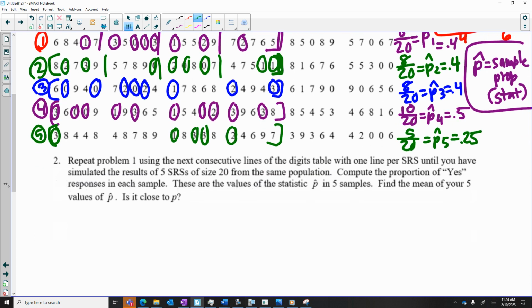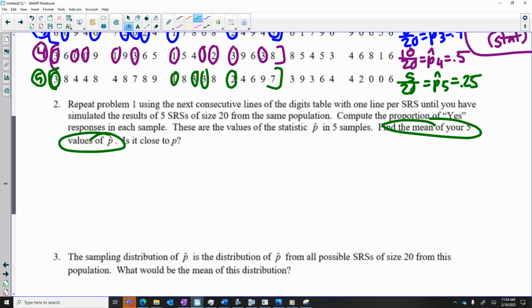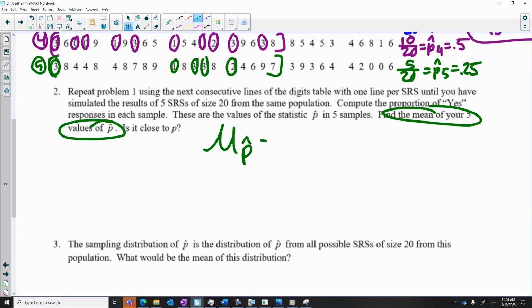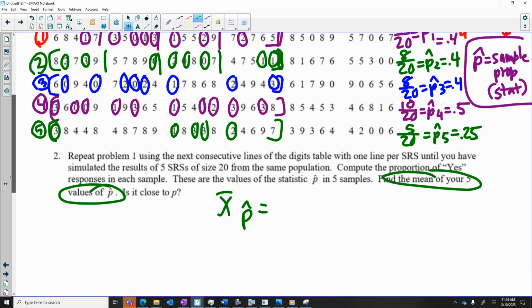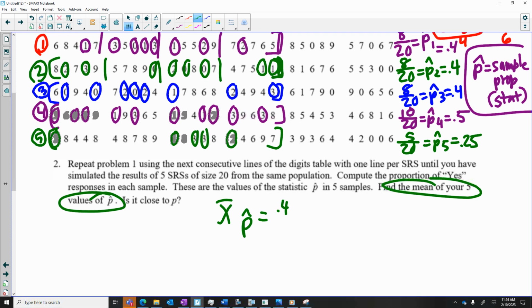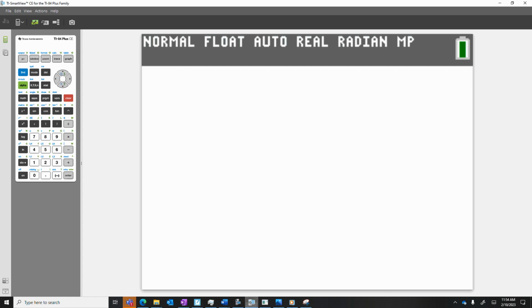Now I am going to find the mean of all 5 of my sample p hats. The mean of all the sample p hats means I'm going to just add them up and divide by 5. Now, I really shouldn't use the symbol mu here because I only did this 5 times. I would only use a mu if I did this infinite times, but it's okay. So basically I'm going to do 0.4 plus 0.4 plus 0.4 plus 0.5 plus 0.25, and whatever I get, I'm going to divide by 5. So we're going to do this now.